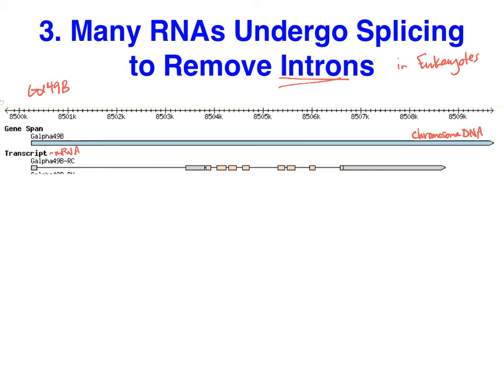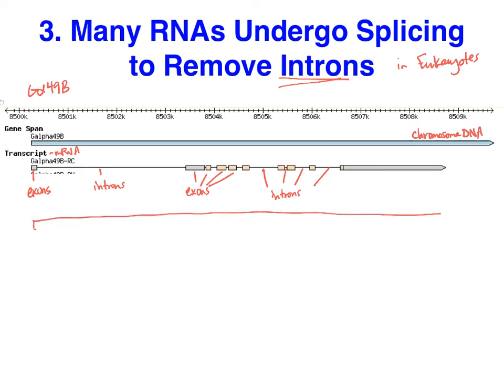And you can see here that there are some fat bars and some thin bars. The fat bars represent the exons of G-alpha-49b. And then the thin bars represent the introns. These are all little introns. Now, when transcription occurs originally, the pre-mRNA will look just like the gene. I'll label this the pre-mRNA.